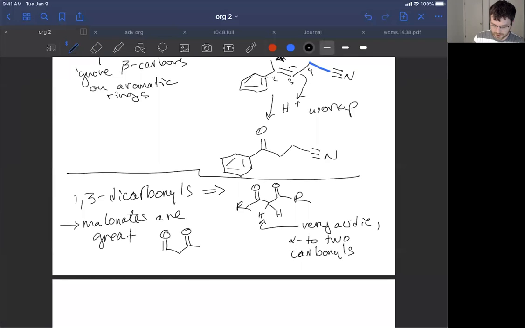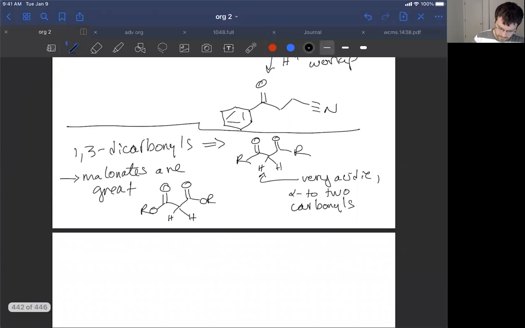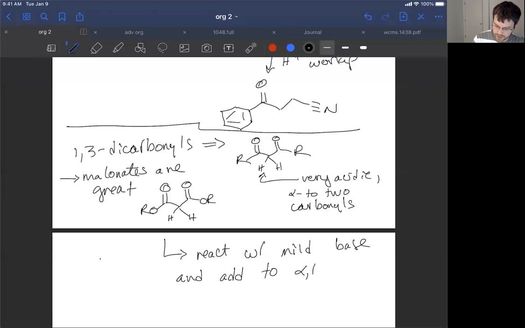So in that case, what we have is an OR group. These work really well because we've only got alpha hydrogens between the two groups. So these are the only alpha hydrogens. Okay. So what we can do with this is I'm going to keep the alpha beta unsaturated carbonyl. But these can react with base and add to alpha beta unsaturated carbonyls.